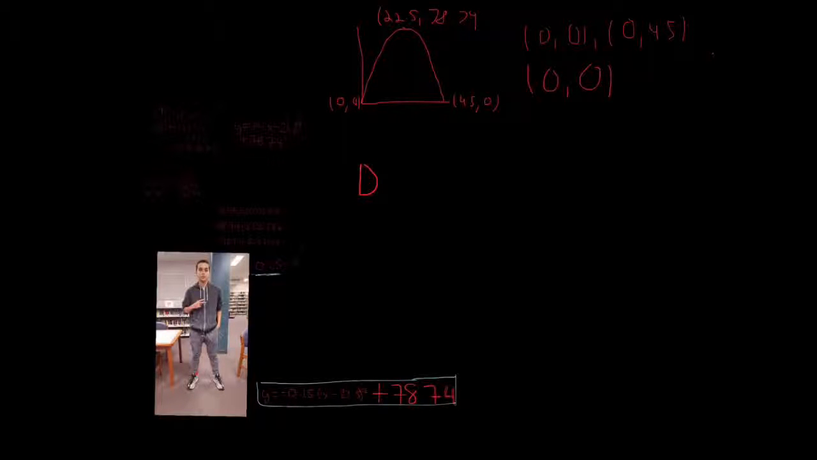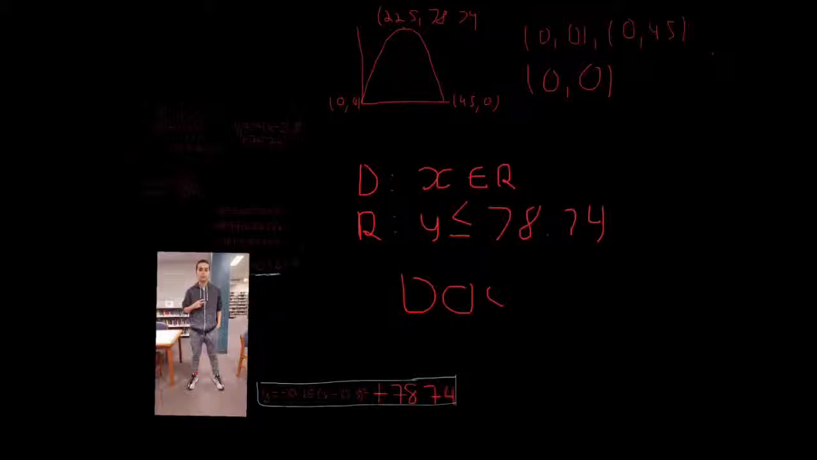Our domain is x equals all real numbers, and our range is y is less than or equal to 78.74. And our direction of opening is down.